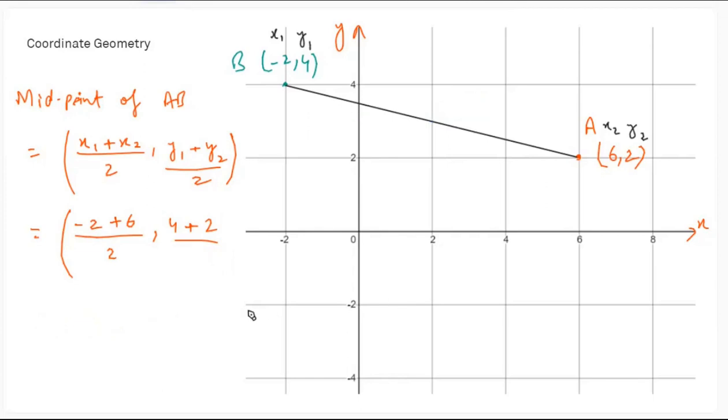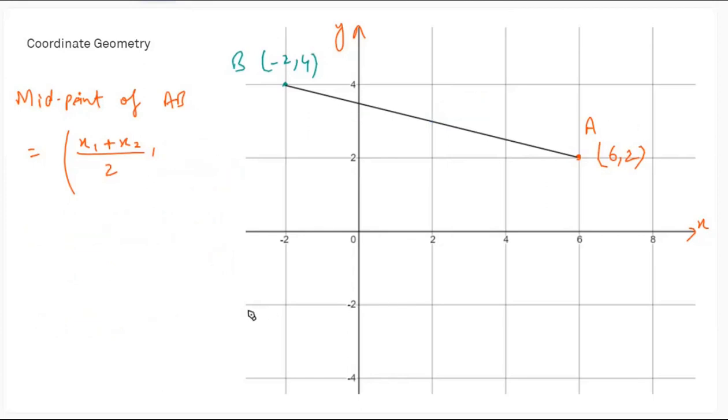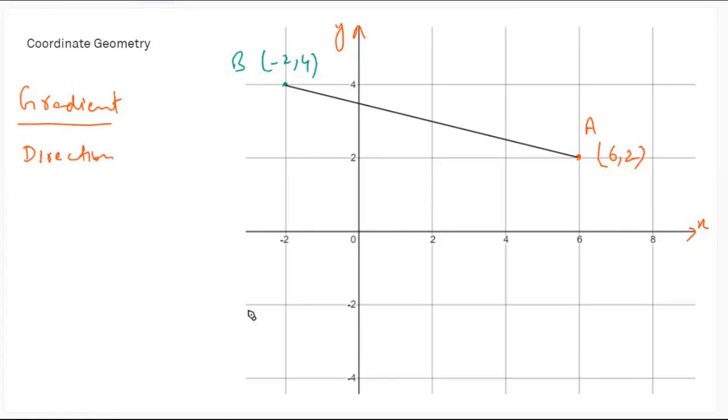Okay. What else do we need to know here? Gradient of a line joining 2 points. So gradient क्या होता है? Gradient basically tells you the direction of a line. Okay, gradient आपको क्या बताता है? It tells you the direction of a line. So gradient basically tells you something about the direction of a line. Direction of a line के लिए एक numerical value होती है, which we'll see how that is calculated.